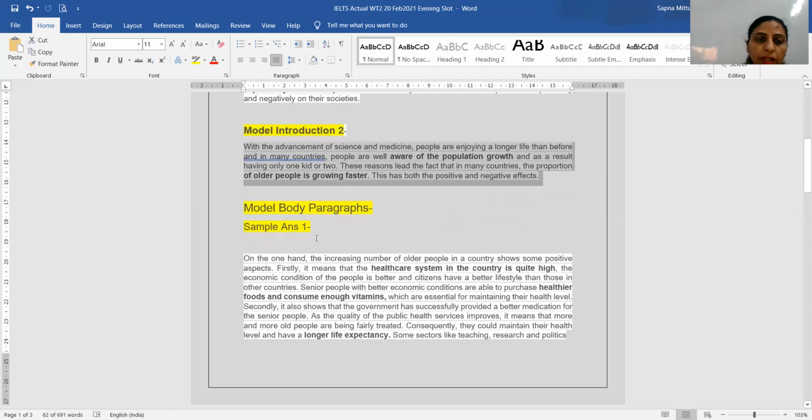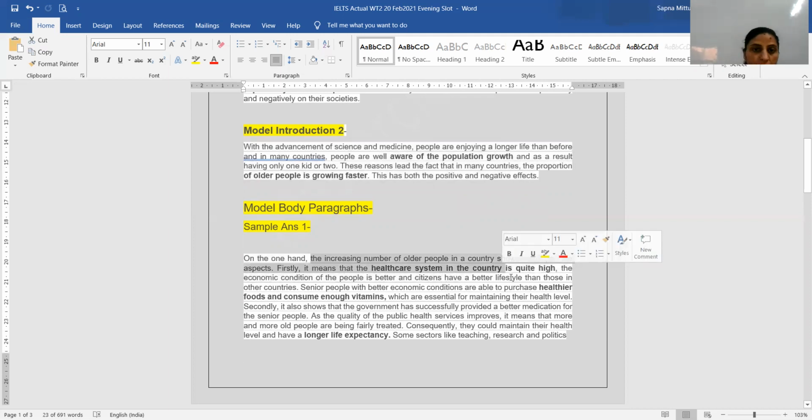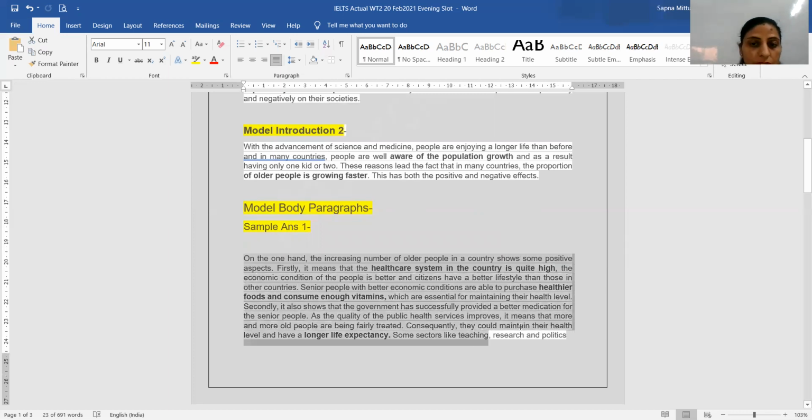So sample answer one, in which I'm going to talk about the positive things. On the one hand, the increasing number of older people shows positive aspects. Now, what are the positive aspects? The healthcare system in the country will become quite high. So economic condition, better lifestyle, and healthier food, longer life expectancy, and the mortality rate will come down. Then the public health services will improve. See, these are the reasons which I have given.